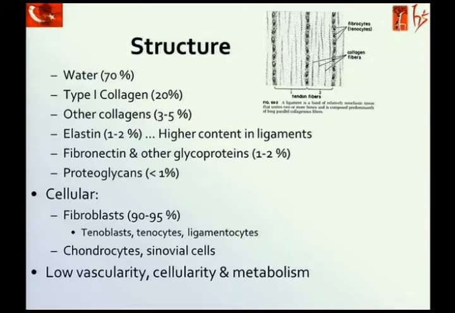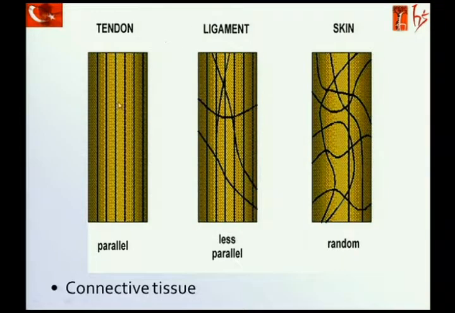On the other hand, in the cartilage, we talk about the chondrocyte. In the tendon, nowadays in the literature they say that there is no vascularity, but I will show at the end the vascularity after microfracture inside of the tendon. And this is the parallel collagen right here, less parallel in ligament, and you can see the random architecture of the collagen on your right.